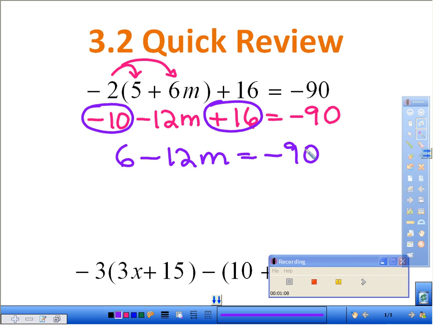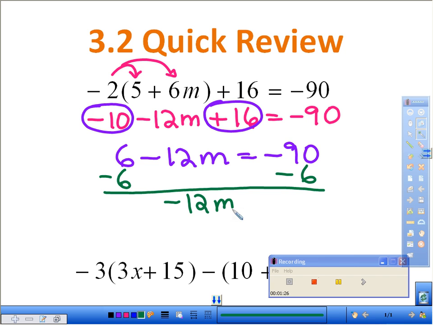The third step is to deal with any adding or subtracting. Now we have this 6 out in front, and it's a positive 6, so to get rid of a positive 6, we have to subtract 6 from each side. We're left with -12m on the left side, and on the right side, -96.